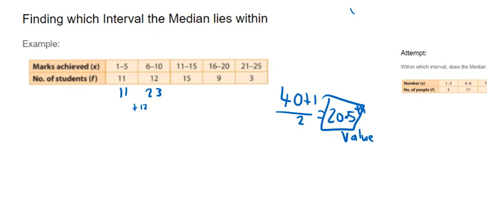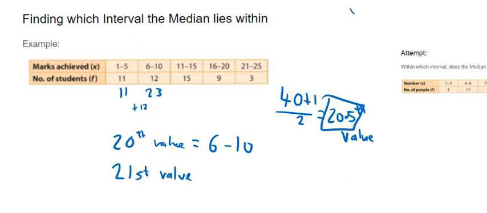So after 11 values we started moving on to between 6 and 10. Therefore you should be able to see that the 20th value is in the 6 to 10 bracket, and the 21st value is in the 6 to 10 interval. Therefore my median has to lie within the 6 to 10 interval. The 20.5th value would be the one exactly in the middle of 0 and 40, and there's 40 values altogether. So therefore my 20.5th one has to be between 6 and 10.